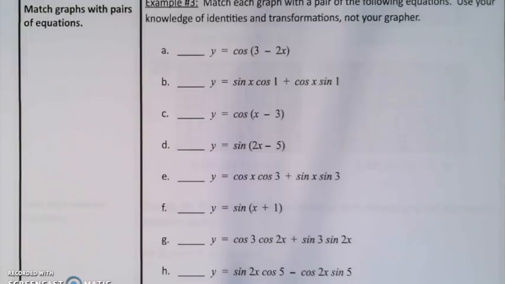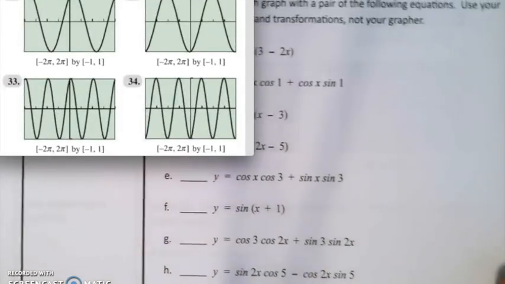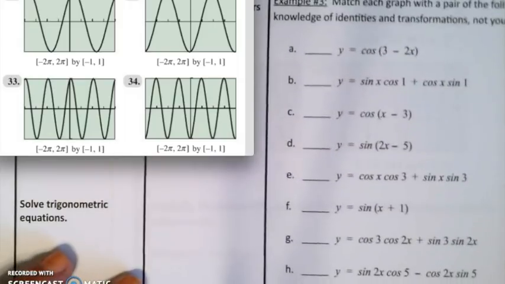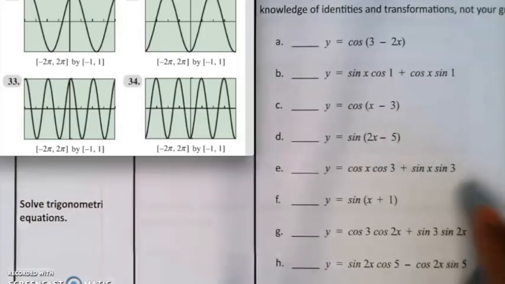All right, now for example 3, we want to match each graph with a pair of the following equations. So we're going to need to look at the graphs on the next page, and then use your knowledge of identities and transformations and not a graphing utility. So no calculators, don't use your computer. Try to use just the things that we've already talked about in this chapter. So I'm going to pull up a picture of the graphs from the next page and kind of scoot over these equations here. Okay, and I'll do the first two.